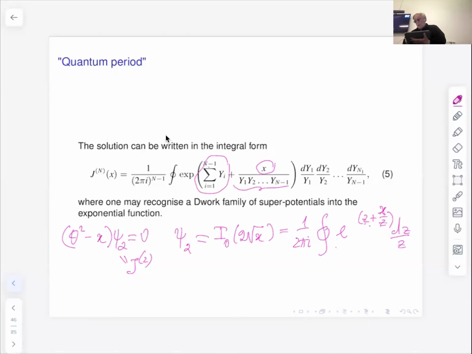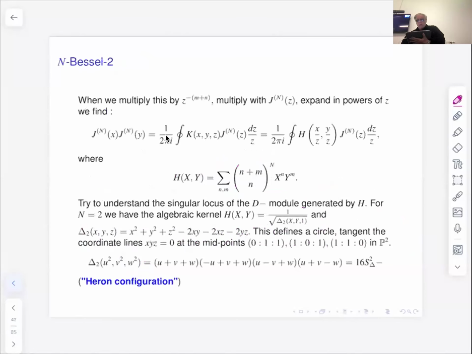And the toric measure, here one-dimensional, so it's a measure on a circle, and here it is a measure on a torus of dimension n minus 1. It is the integral representation for the n-th special solution. Then come back to our question about the kernel.